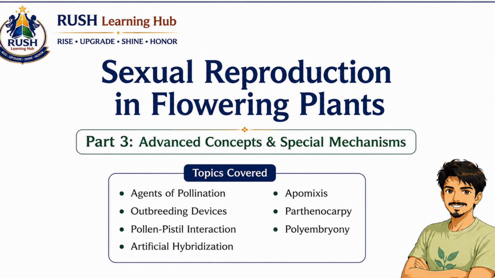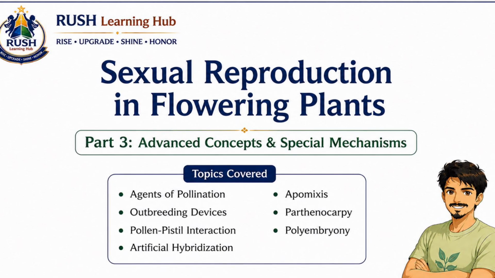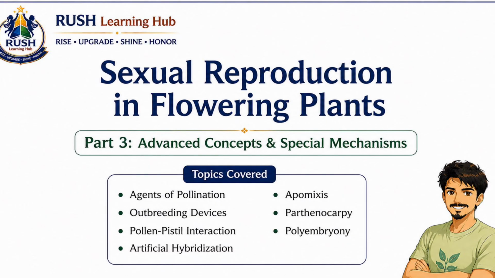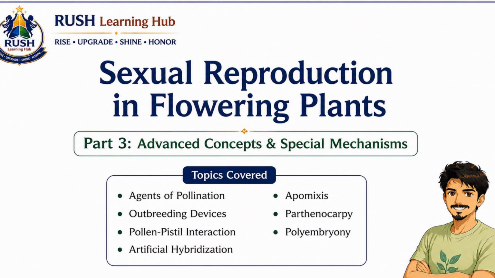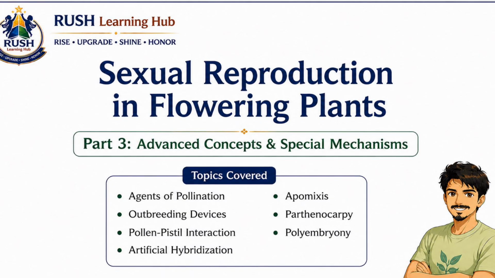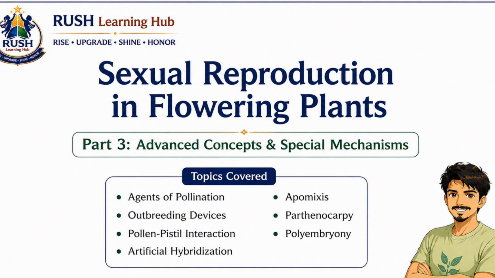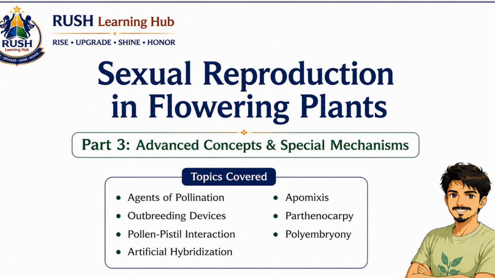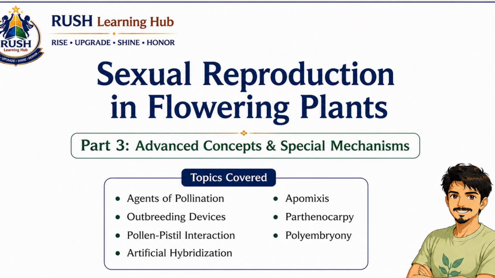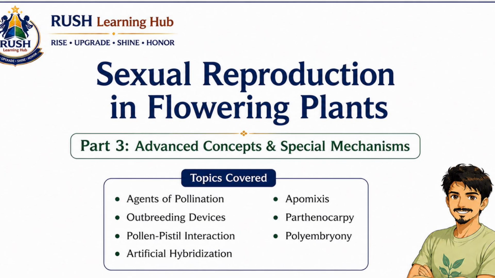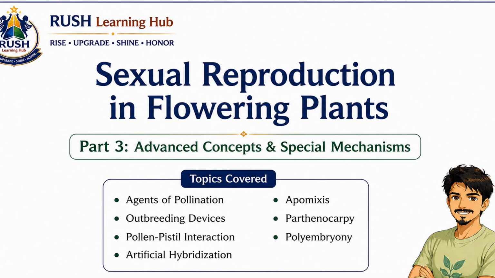We will study the different agents of pollination, understand how plants prevent self-pollination through outbreeding devices, and learn about pollen-pistil interaction. We will also discuss artificial hybridization, a technique widely used in plant breeding programs. Finally, we will understand the concepts of Apomixis, Parthenocarpy, and Polyembryony, along with their significance in plant reproduction and agriculture.